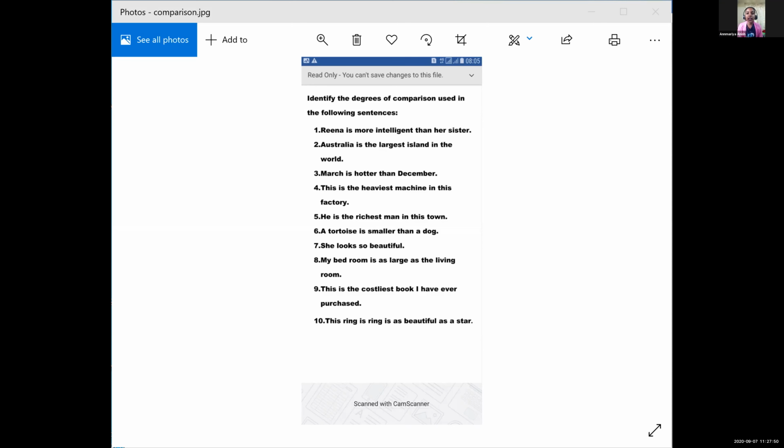Australia is the largest island in the world. Okay. And it's largest. Yeah, very good. So which degree? Superlative. Very good. This is how you identify degrees of comparison used. Now, next. Prajwal, can you try the next one? Hotter than. Okay, so which degree? Comparative. Very good.